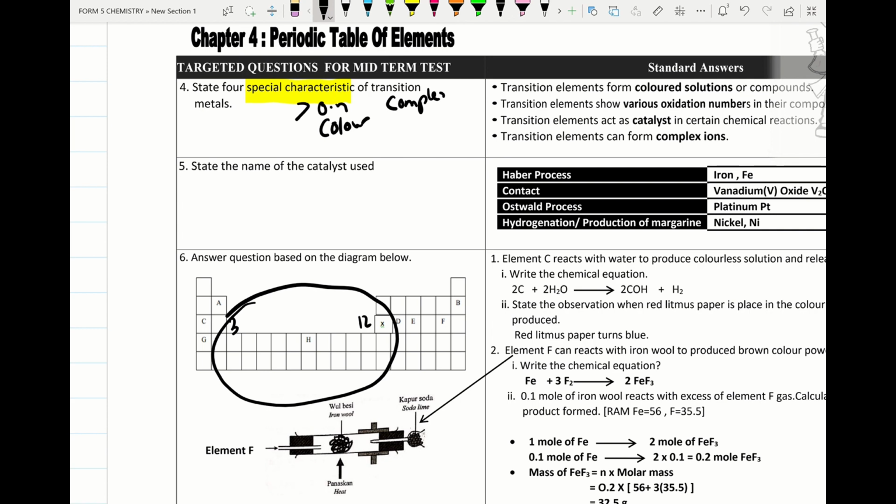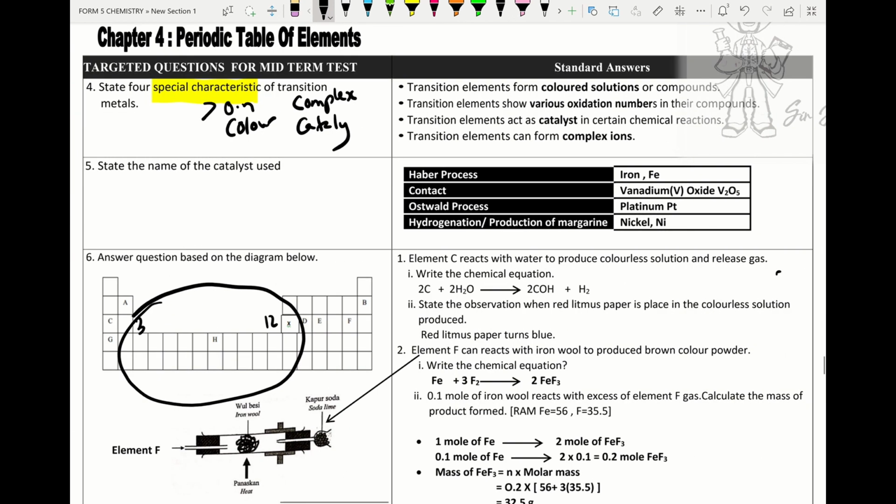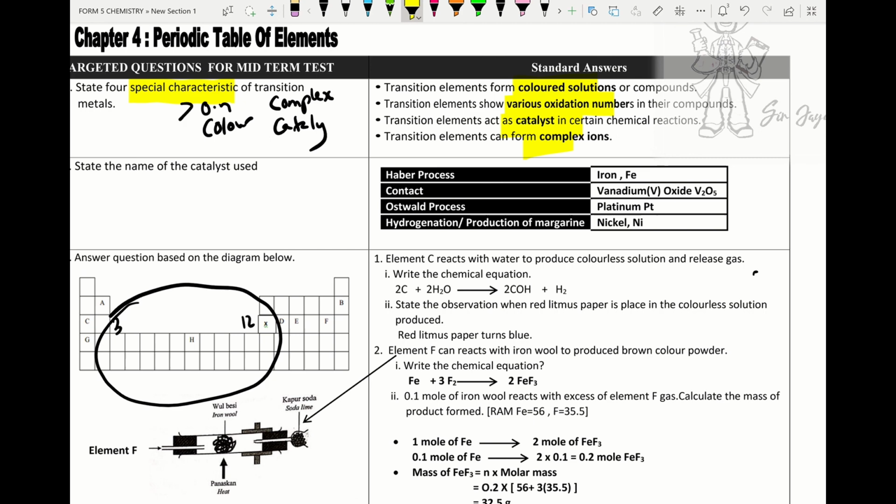They can form complex ion. They can act as catalyst. Alright, so the answer is given here. All right, so next one, the catalyst.